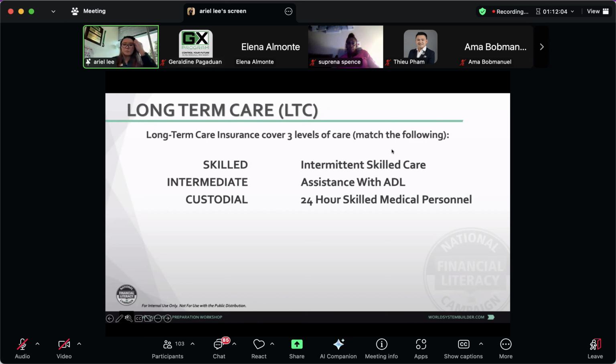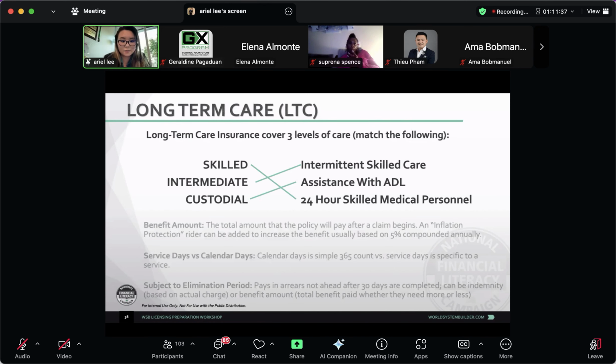Okay, so long-term care insurance covers 3 different levels of care. We're just doing a little matching here. Skilled nursing facilities have 24-hour skilled medical personnel. Intermediate is the intermittent skilled care facilities. And then we also have custodial care, assisted with the 6 different activities of daily living.